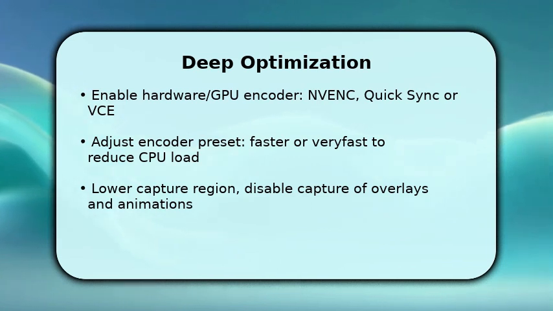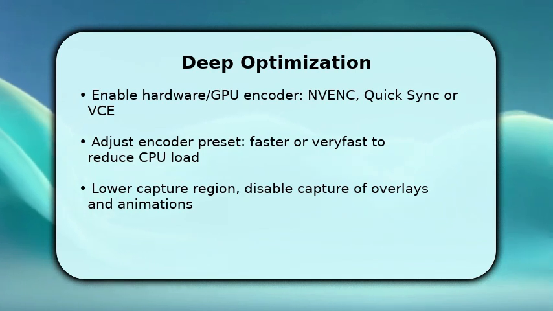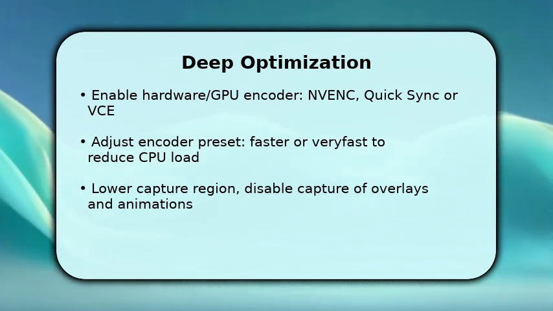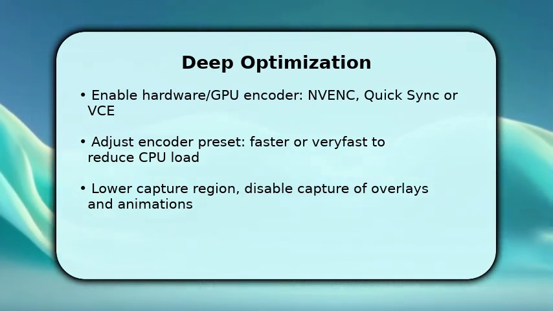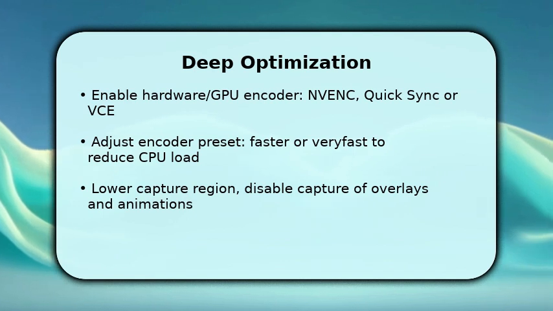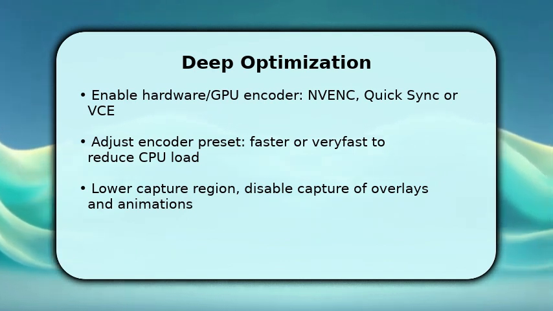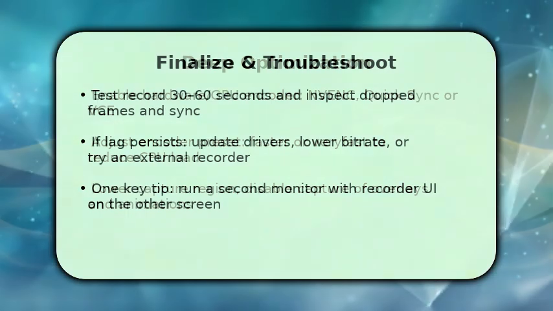Also, capture only the app window or a reduced region, and turn off animated overlays and unnecessary compositing effects, because fewer pixels and layers equal fewer frames skipped. Finish by running a short test recording and check for dropped frames, audio desync, and stutter.